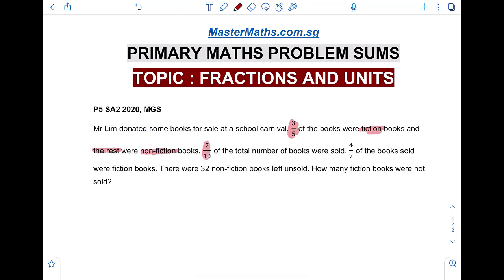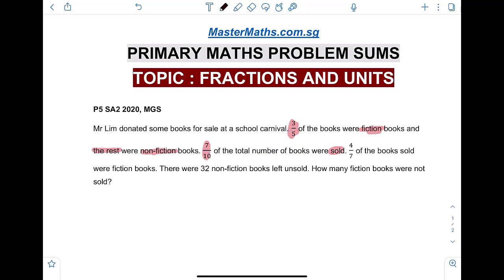Okay, 7/10 of the total number of books were actually sold. So what they're saying now is that there are 10 units of books in total, out of which 7 units is sold. Now this is something to take note of, because at the start they are saying that there's 5 parts of books, now they are saying there's 10. So these two numbers must be made the same, because the total number of books should be the same. You cannot have 5 units here and then 10 units later.